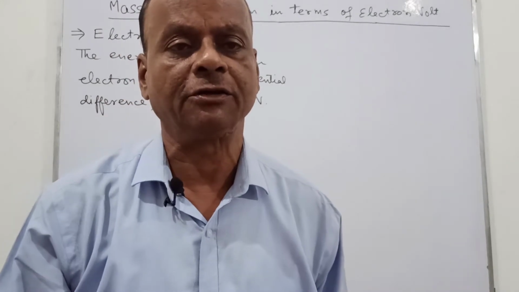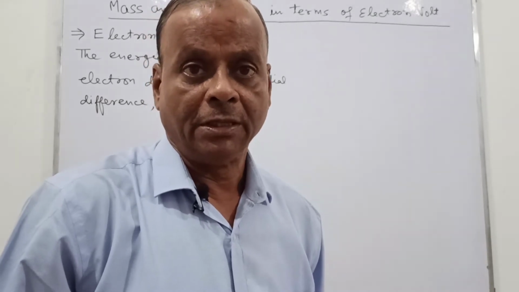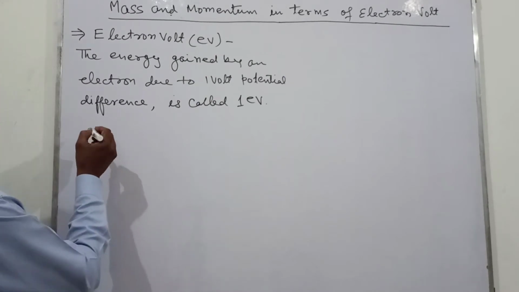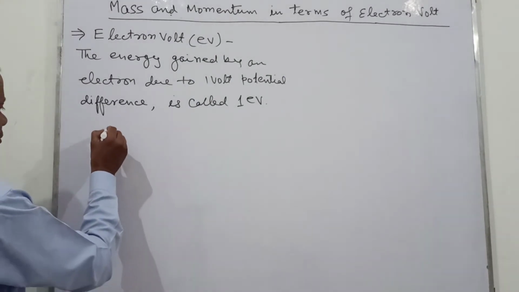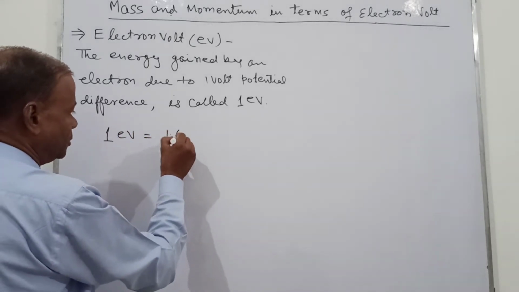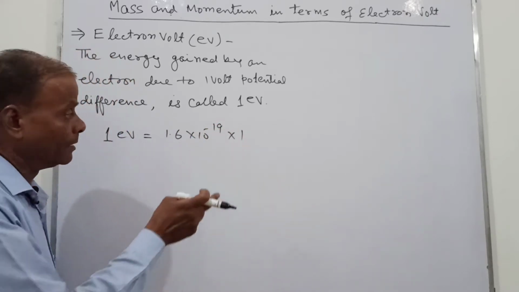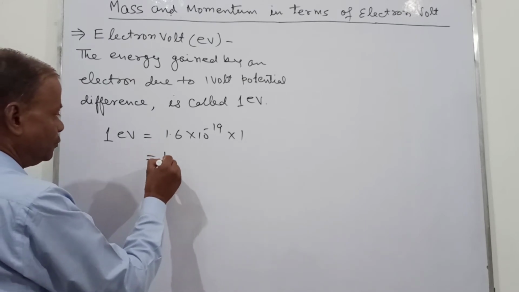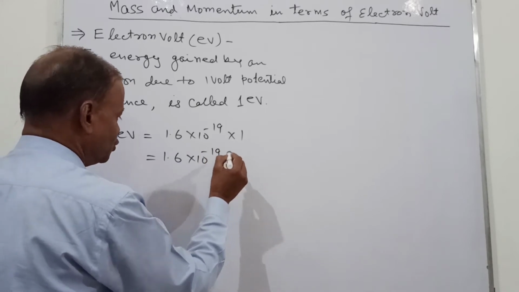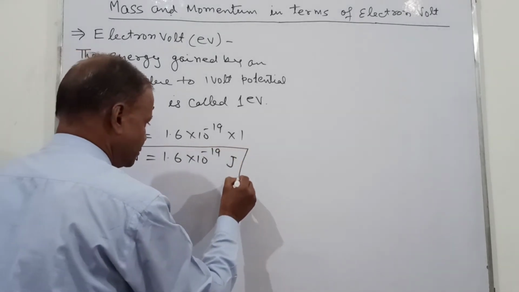The energy gained by an electron by application of 1 volt is called the electron volt. So 1 electron volt is equal to the charge of the electron, 1.6 into 10 raised to the power minus 19, into the potential difference of 1 volt. So this is equal to 1.6 into 10 raised to the power minus 19 joule. This is our relation.